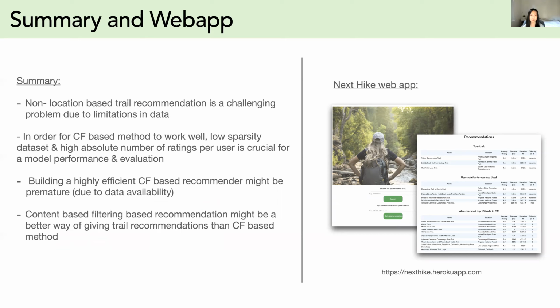Non-location-based trail recommendation seems to be challenging due to limitations in data. So as of now, a content-based filtering method could serve the purpose of giving trail recommendations that are not necessarily in the vicinity. So please feel free to check out my web app, Next Hike.